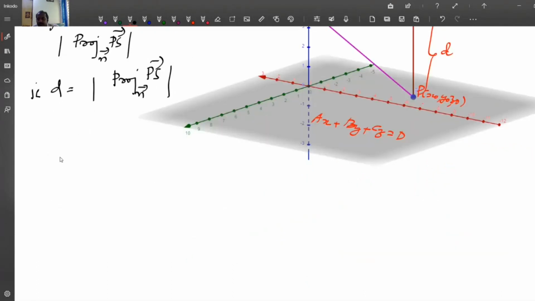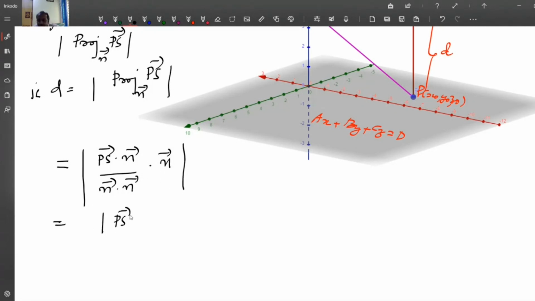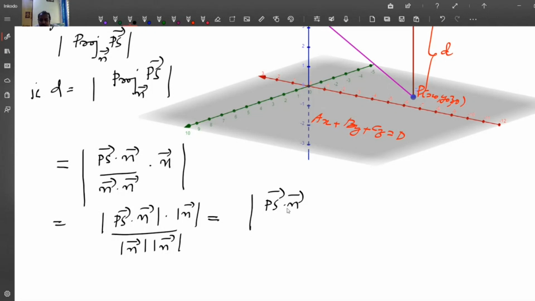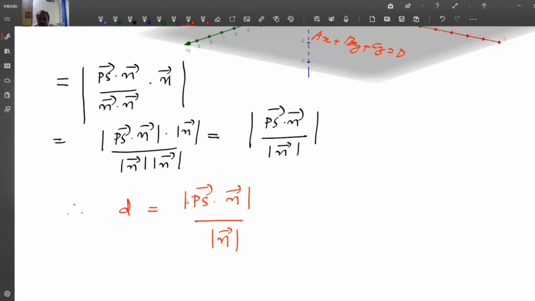So this is equal to, by the previous formula, the modulus of the projection of PS on n, which is (PS dot n divided by n dot n) times n, its modulus. So this is modulus of PS dot n into modulus of n divided by modulus of n dot modulus of n. So this is equal to modulus of PS dot n divided by modulus of n. Therefore d is equal to modulus of PS dot n divided by modulus of n.